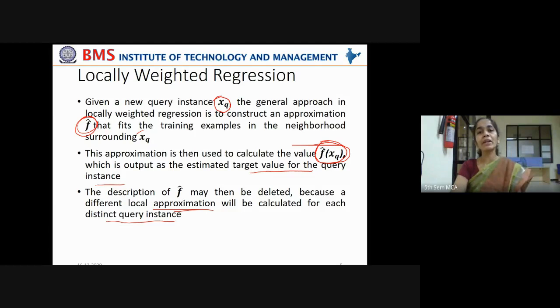Why? Because a new data point is given again, that previous approximation may not match this new data point. That is why with every new data point, whatever approximation is made, that approximation will be deleted after that predicted value is stored. Right? That is what is given here. The description of F cap, the estimated value of each new instance, may then be deleted because a different local approximation will be calculated for each distinct query instance. For each new data point you give, different approximations have to be made.